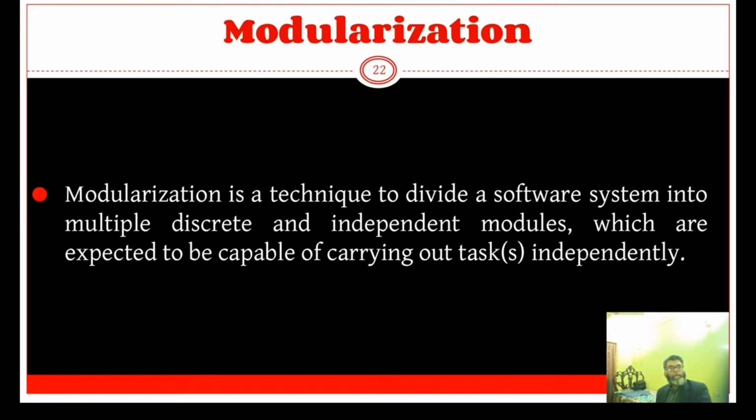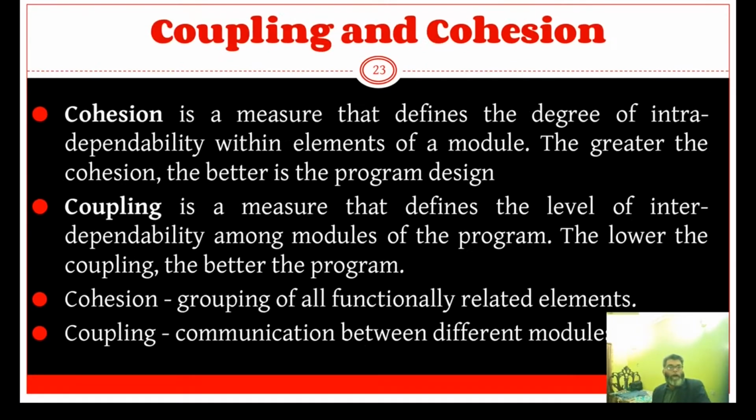Modularization. Modularization is a technique to divide the software system into multiple discrete and independent modules which are expected to be capable of carrying out tasks independently. Coupling and cohesion. Cohesion is the measure that defines the degree of interdependability within elements of a module. The greater the cohesion, the better the program design.